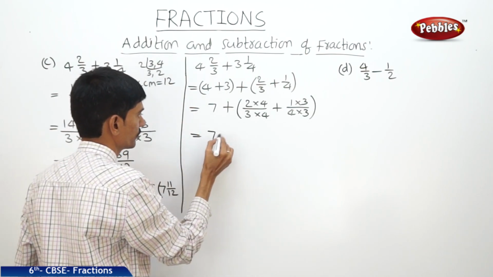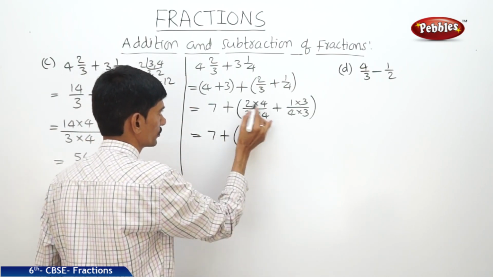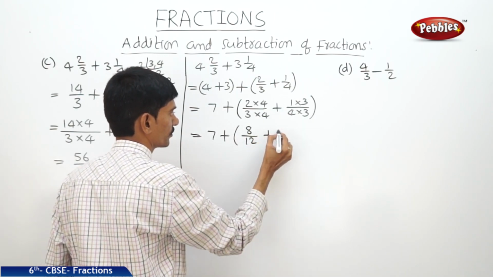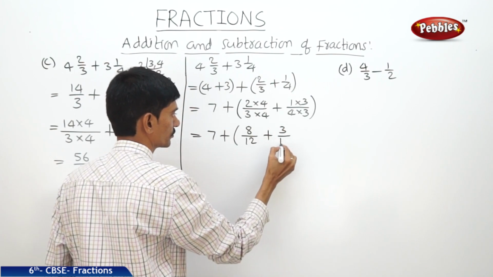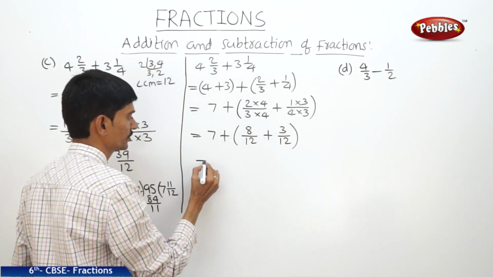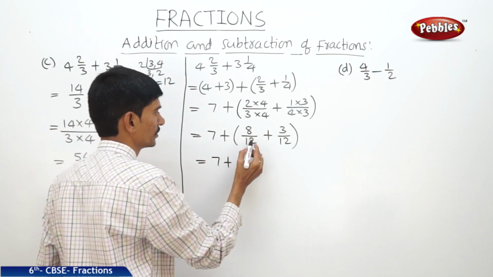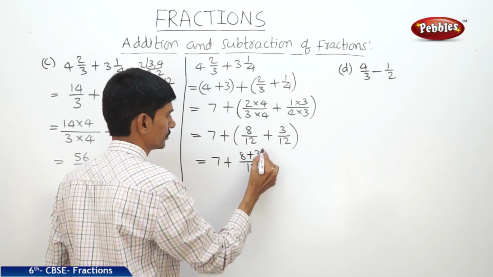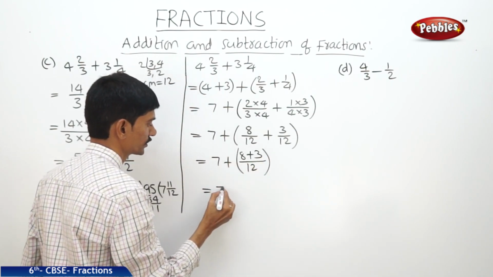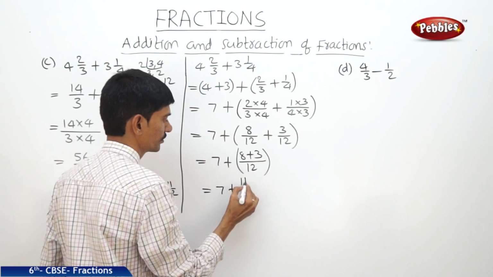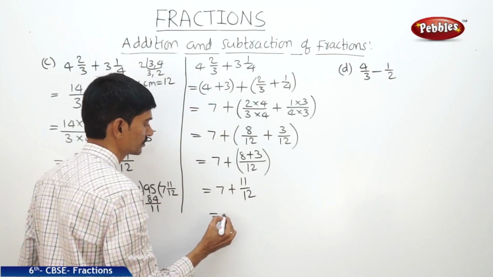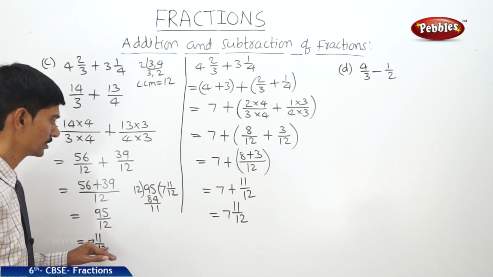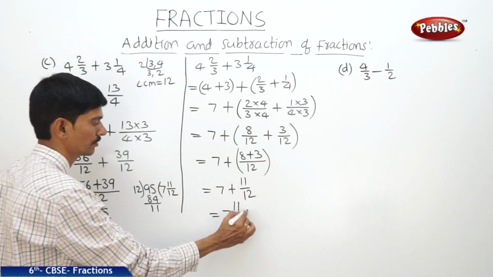So this equals 7 plus 2 4s are 8 by 3 4s are 12, plus 1 3s are 3 by 4 3s are 12. Now this equals 7 plus 8 plus 3 by 12. So this equals 7 plus 11 by 12. This can be written as 7 11 by 12. So if you add by any method, we get the same answer, 7 11 by 12.